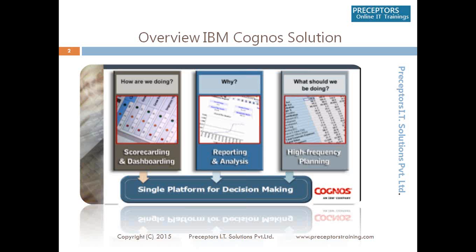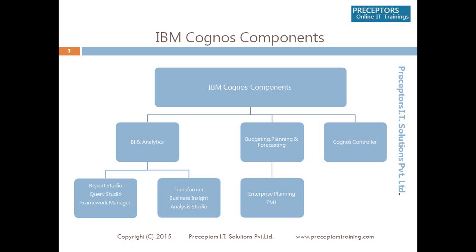So the question of what should we be doing gets answered in the planning part of IBM Cognos. Looking at the components within the IBM Cognos family, you have a couple of BI analytics components, budgeting, planning, and forecasting components, and you also have something called Cognos Controller. BI analytics would be used for your reporting, dashboarding, scorecarding, analysis, and all these things.